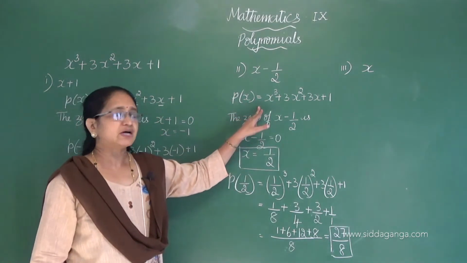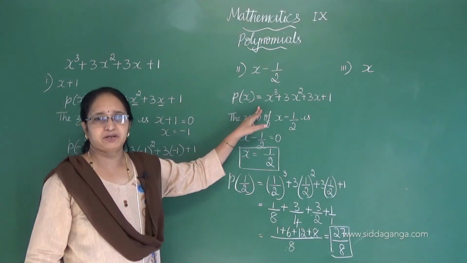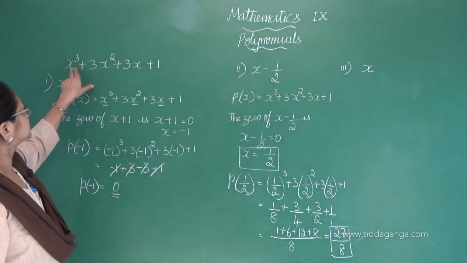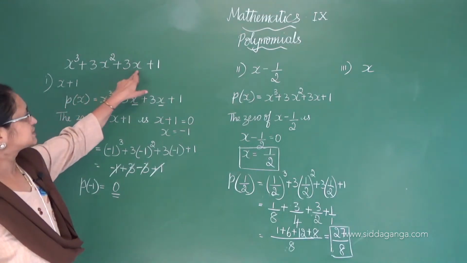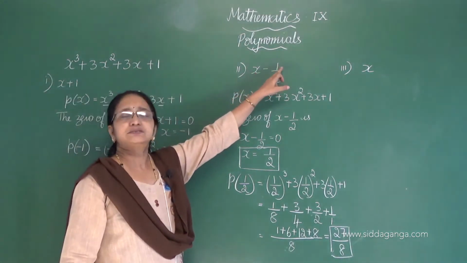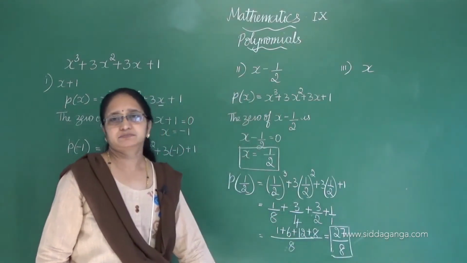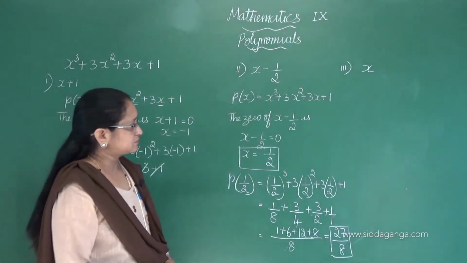So what is the question they have asked? They have asked you to find the remainder. What is the remainder when you divide this p of x, that is x cube plus 3x square plus 3x plus 1, by x minus half? You will get the remainder 27 by 8. I hope it is clear now.